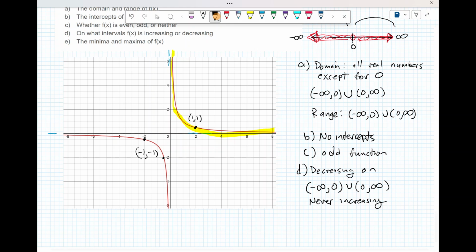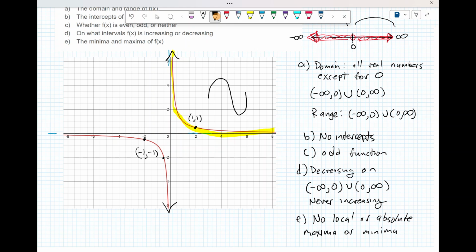All right, what are the minima and the maxima? Again, the y value goes up to infinity, and it goes down to negative infinity, so there's no absolute maximum or absolute minimum. And notice we don't have any hills or valleys here either. So there are no local or absolute maxima or minima.